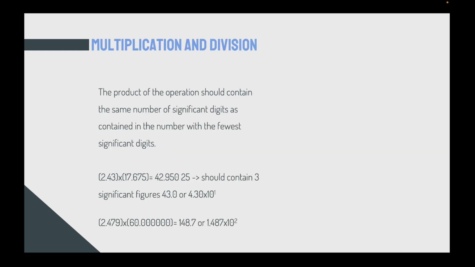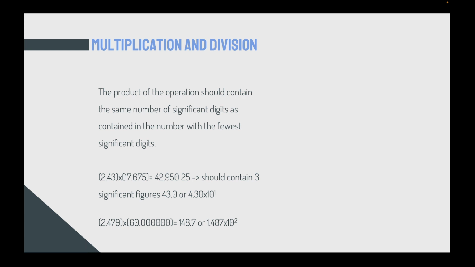Now for multiplication and division, how you're going to handle the significant digits in those cases. When you have a product, or multiplication operation, it should contain the same number of significant digits as contained in the number with the fewer significant digits. What does that mean? If you multiply 2.43, which has 2 significant digits in this case, by 17.675, which has more significant digits, how should your number look? In this case, you go with the number with the fewest significant digits. So you should contain 3 significant figures.